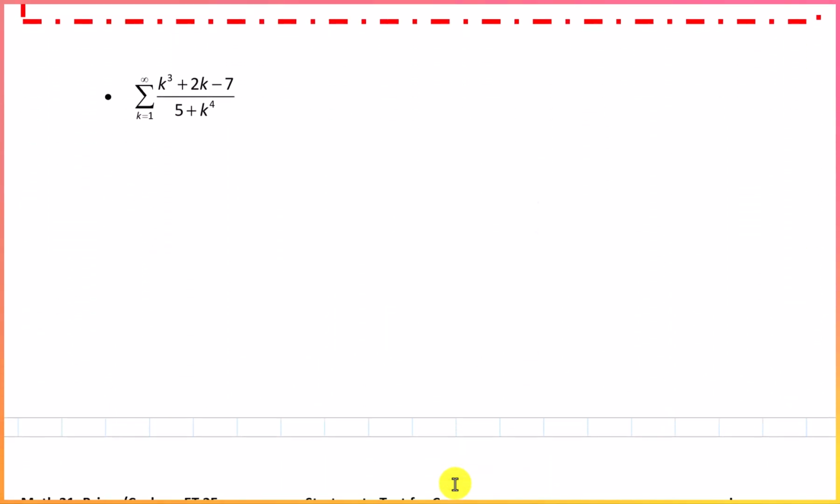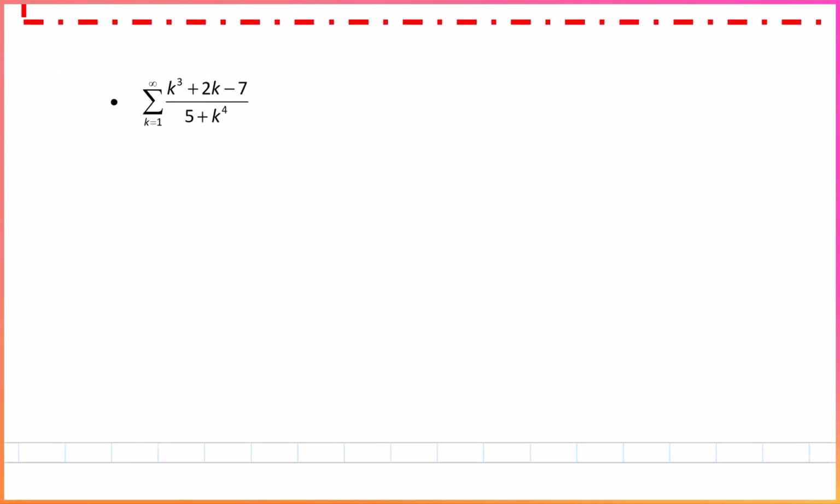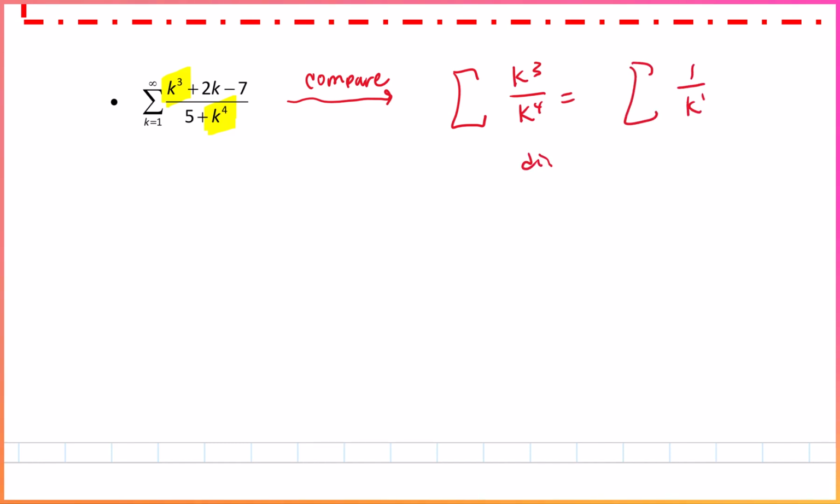So when I come across a series of this form, the first thing I notice is I've got a lead power of k cubed on the top and a high power in the denominator of k to the fourth. And so I'm thinking to myself, I'm going to use one of my comparison tests, and I'm going to compare to k cubed over k to the fourth, which is 1 over k to the first, which diverges by p series. P equals 1. That's the harmonic series, actually. So P series, P equals 1. And in this particular case, it is likely that I would use limit comparison.